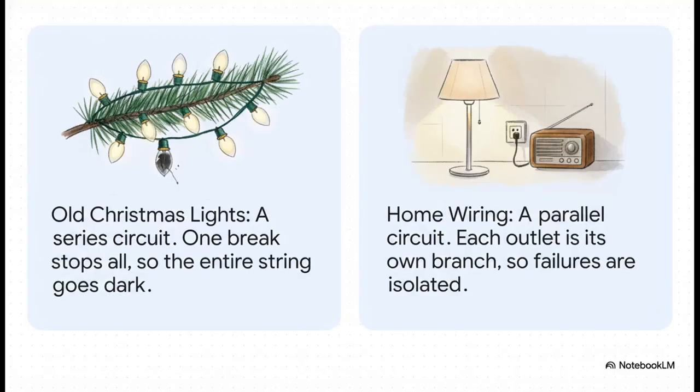And here it is. The big reveal. Those old, super frustrating strings of Christmas lights, they were wired in series. It was cheap and easy to manufacture, but it meant that when the tiny little filament in one bulb broke, it created a gap in that single path. The road was out, and the entire string went dark. Your house, on the other hand, is wired in parallel. Every single outlet, every light fixture is its own separate branch. That's why you can unplug the toaster, and the fridge never knows the difference. Its branch is still perfectly fine.